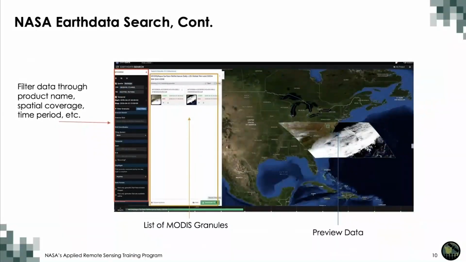In the next slide, I did a spatial and temporal filter of surface reflectance, and a small preview map will show up on the eastern part of the United States.